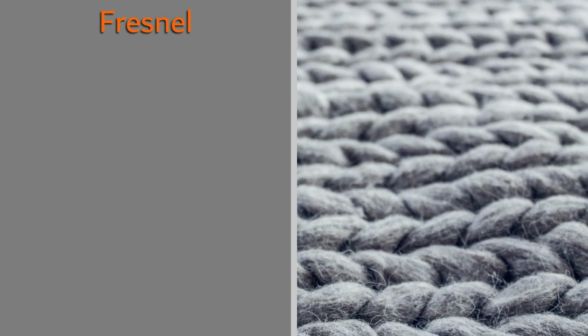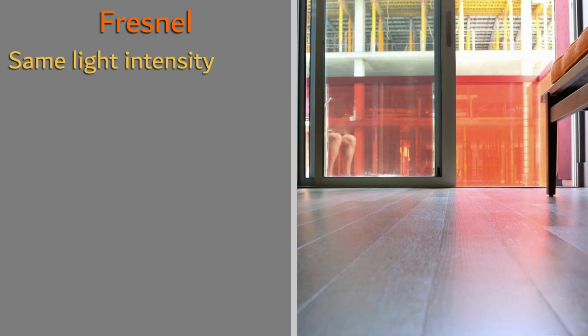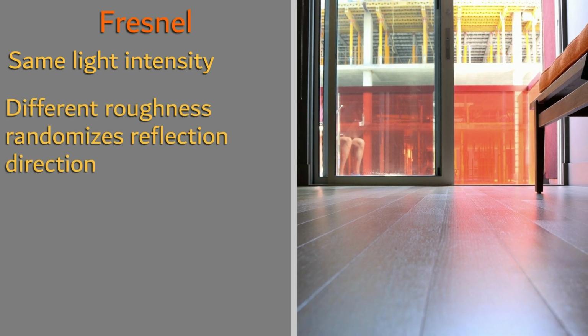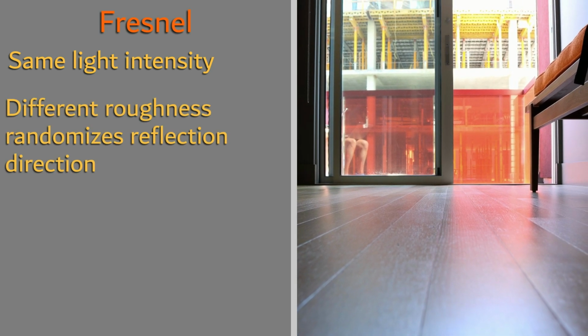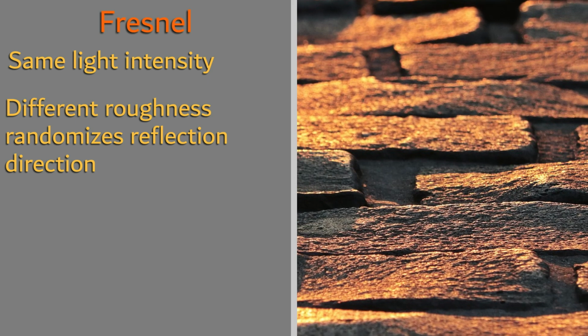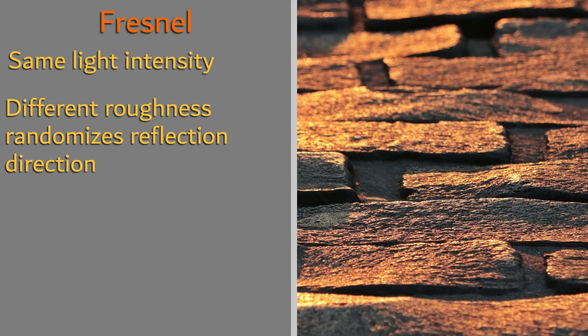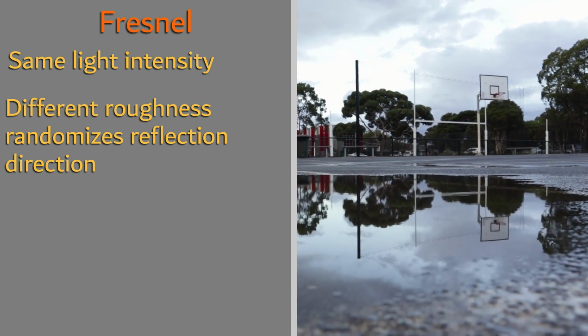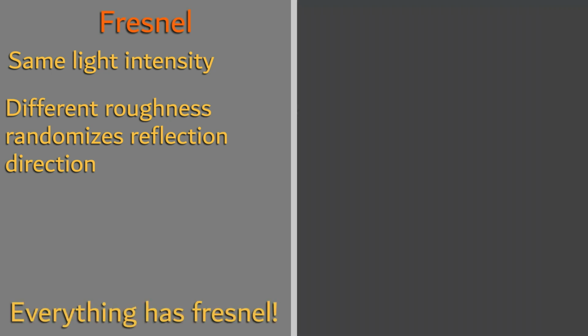This is not only the case for smooth surfaces, however. For rougher surfaces, the light intensity would be the exact same. However, the microsurface detail randomizes the orientation of the redirected rays. This results in the reflections seeming dimmed or blurry, rather than sharp reflections like they would appear on smoother surfaces. It is important to remember that everything has Fresnel.